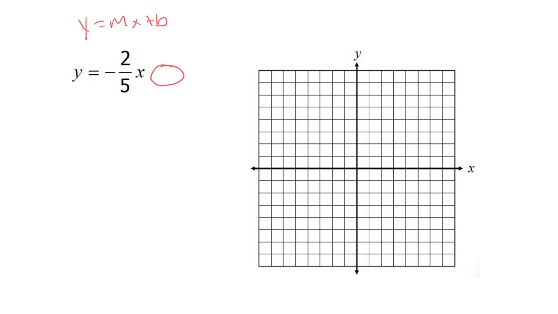So if I do not have a plus b on the equation, the y-intercept is going to be at the origin. If the y-intercept is at the origin, this graph is going to be proportional. So now let's graph the slope. So let's put some more plots on this graph. I notice I have a negative slope, so my line is going to decrease from left to right.